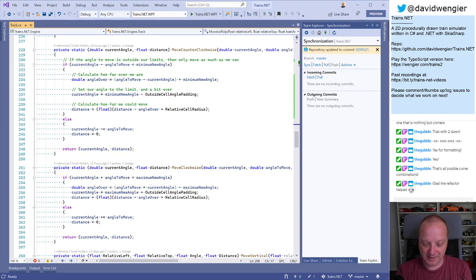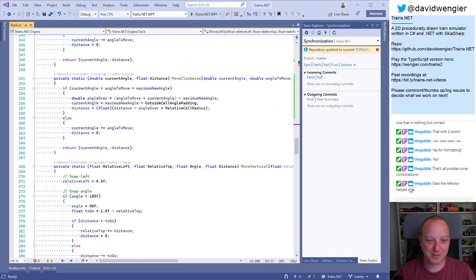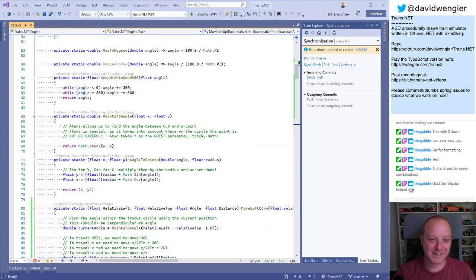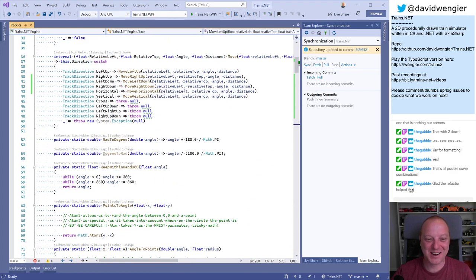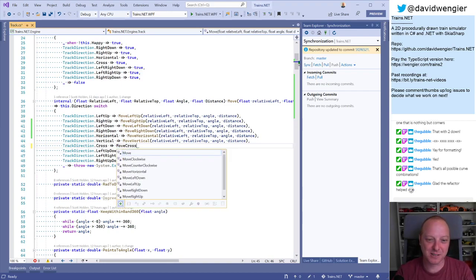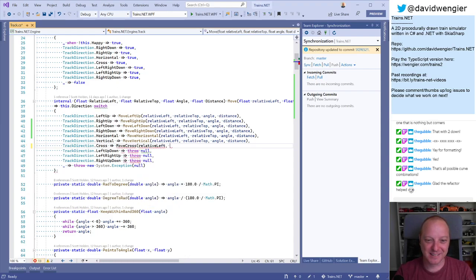Yeah, I think refactoring will have to wait for another day, but I am so happy that we have smooth corners, and other than the fact that this track class is now ridiculous, no one should look at it. Should we see if we can quickly do a move cross? I need to go in like 10 minutes, but let's find out.